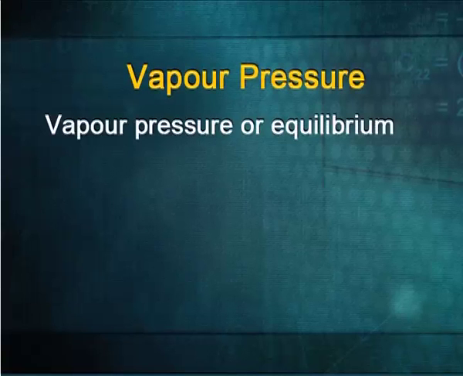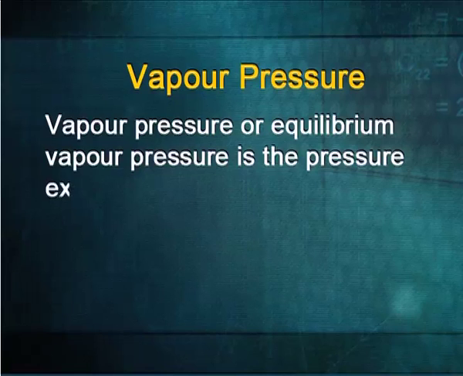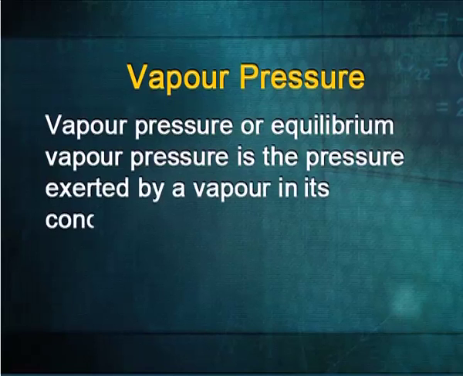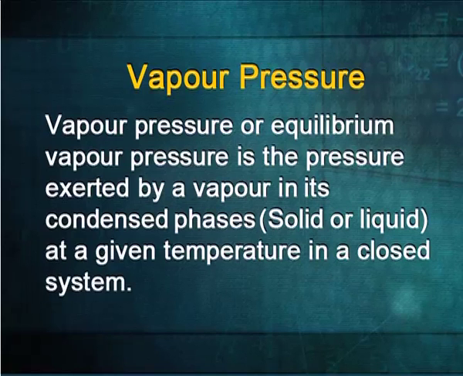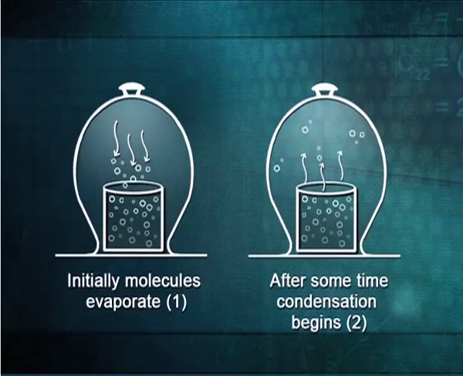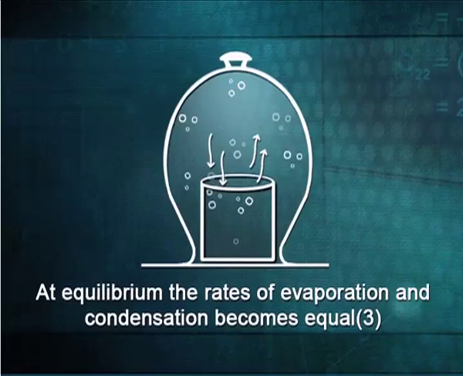So, our next topic is vapor pressure. Vapor pressure or equilibrium vapor pressure is the pressure exerted by a vapor in its condensed phases like solid or liquid at a given temperature in a closed system. As shown in the diagram, in the first figure you can see initially evaporation of liquid starts. In the second figure you can see condensation begins, and in the third figure you can see there is equilibrium between the rate of evaporation and condensation.